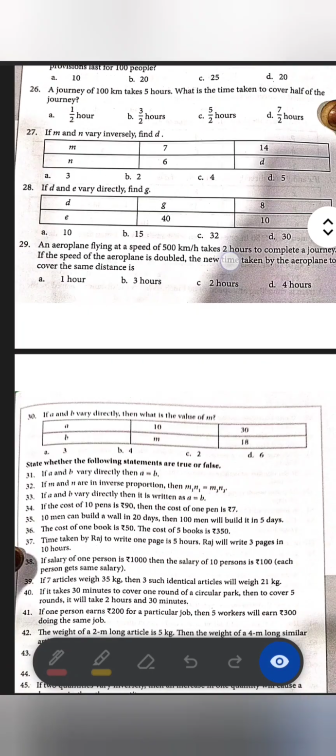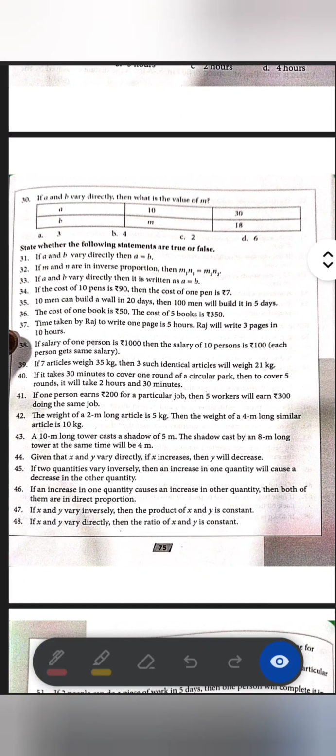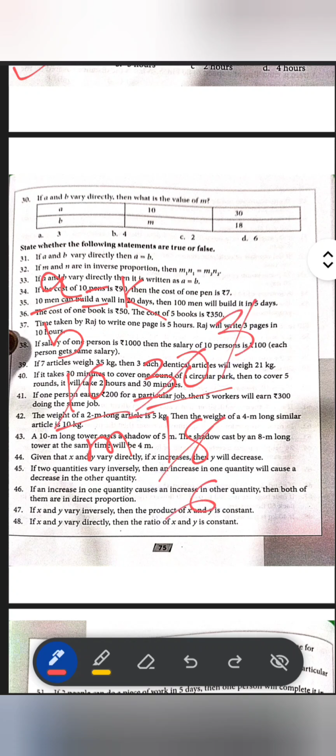Now come to the next one, and this is the last question, an MCQ type. We are going to wind up here. If A and B vary directly, then what is the value of M? A by B is equal to K. 10 by M is equal to 30 by 18. So M is equal to 6. Option D is the correct answer.